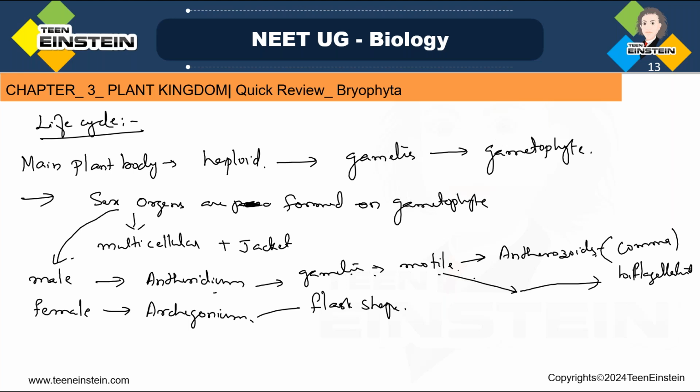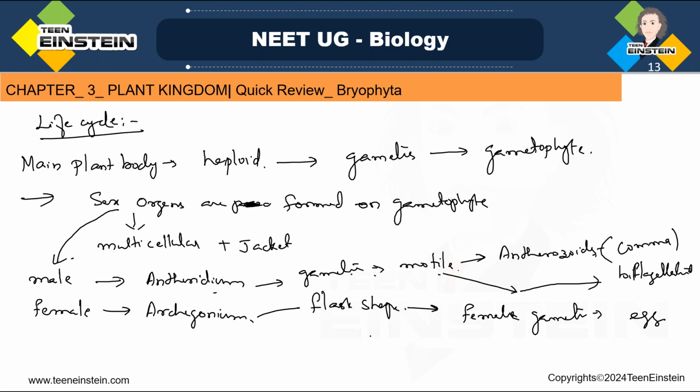Female gamete. The female sex organ is called archegonium, which is flask shaped, and that produces the female gamete. The main plant body produces gametes, that's why it is called gametophyte, the gamete producing body. That's why the name gametophyte.